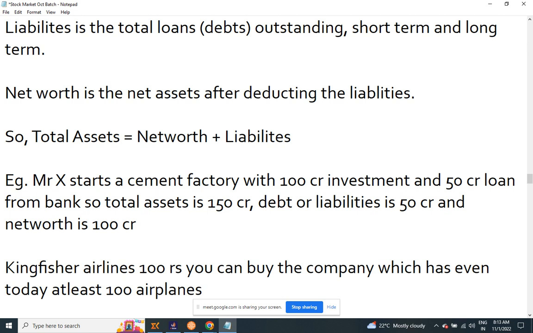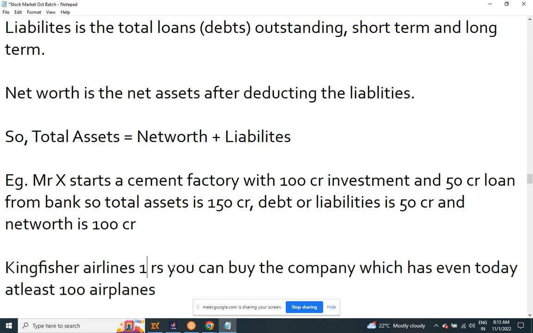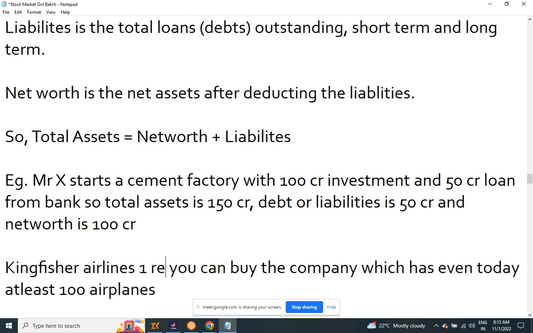Today, if you want to buy Kingfisher Airlines, you can just go to the Supreme Court and tell them there is already an NCLT case going on for the company. You say that you would want to buy this company. They'll allow you to buy even for 1 rupee. They are ready. Everybody is ready to sell to you. Clear mandate. No one is there to object.